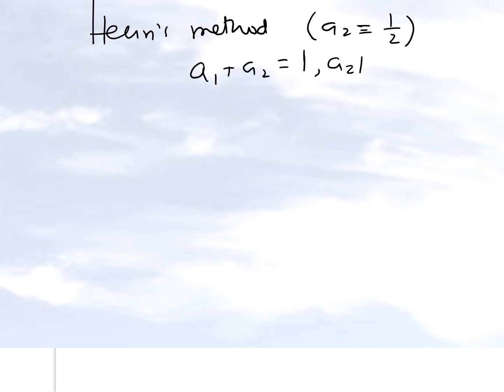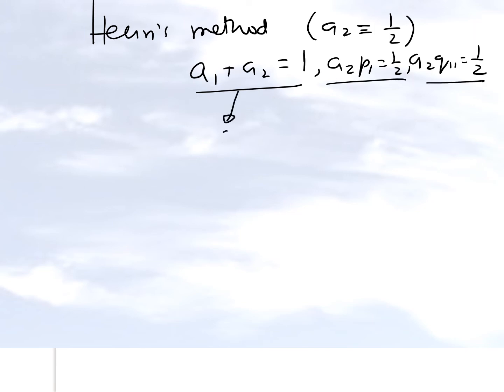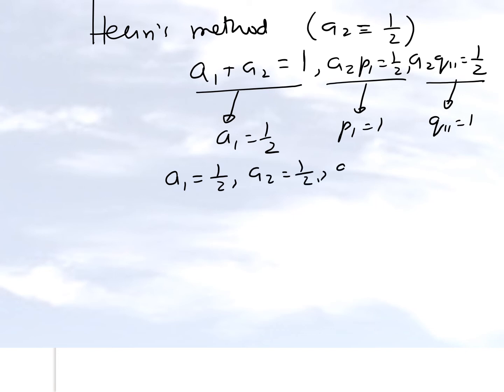What we have is that A2 is chosen as 1/2. And if you look at the 3 equations which need to be satisfied to get the second order accuracy, we had these 3 equations. So if I choose A2 equal to 1/2, from here I'll get A1 equal to 1/2. From here I'll get P1 equal to 1, and from here I'll get Q11 equal to 1. So that means that A1 is 1/2, A2 is 1/2, P1 is 1, and Q11 is 1.